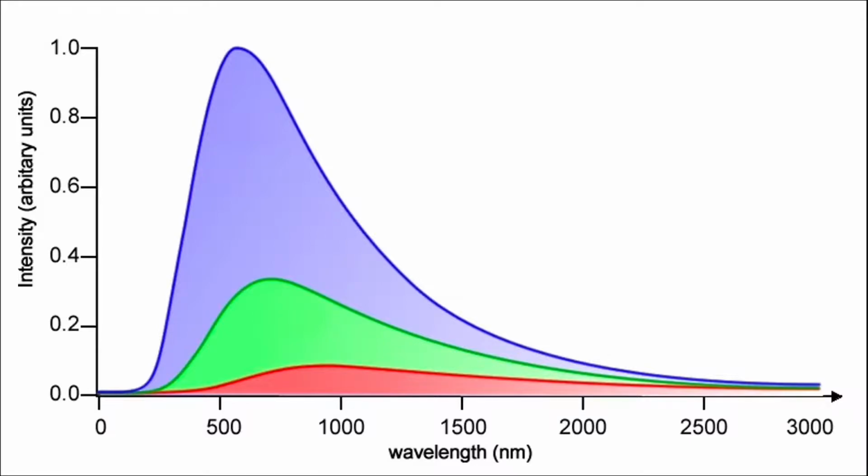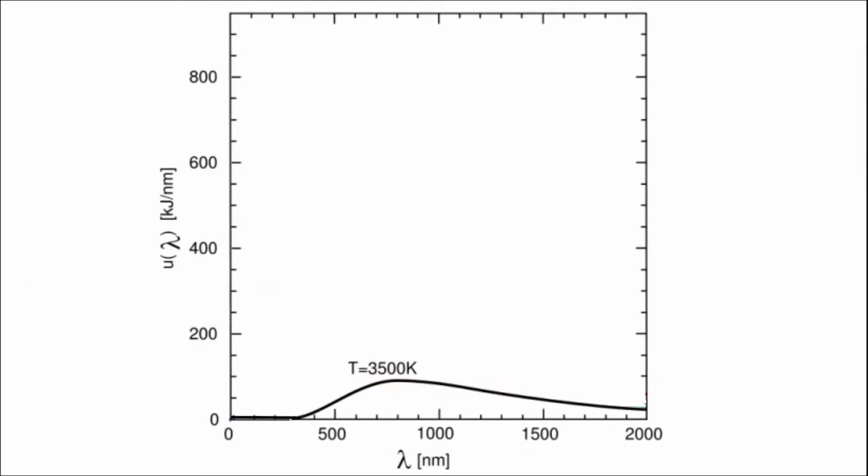If we take another look at this image from the previous video, you'll notice that each curve's peak wavelength occurs at a different location. And not only that, there are unique temperatures associated with each of these curves. Now, this is not a one-off thing or a rare coincidence.